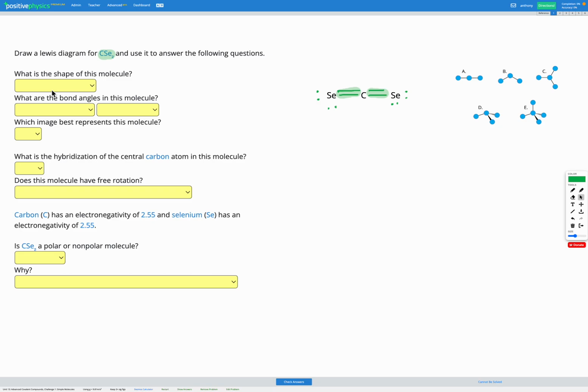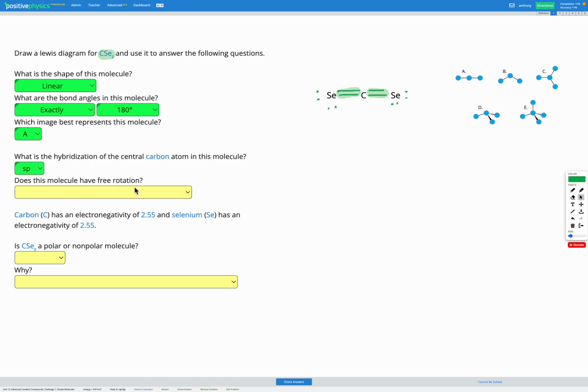So to answer those questions here, the shape is linear, the bond angles are exactly 180 degrees, and from my image choices here, A shows a linear molecule. Next, it's asking about hybridization. Remember, with hybridization, we're looking at the number of electron domains again. Here we have 2 electron domains, so that tells me that 1 s orbital and 1 p orbital have been hybridized together to form 2 sp orbitals, and we have 2 regular p orbitals as well. So the type of hybridization here is sp, since we only have 2 electron domains.